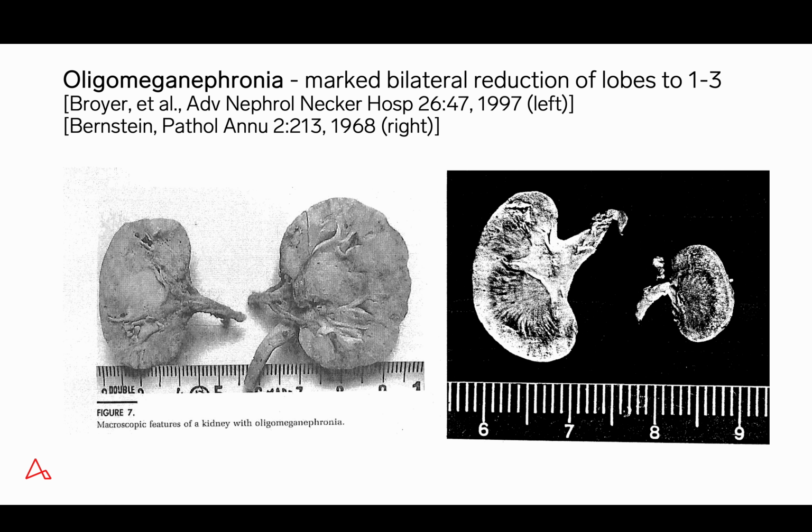Here are some gross photographs of oligomeganephronic hypoplasia showing marked reduction in renal size. Sort of difficult to count lobes, but clearly both of these kidneys probably have 3 or fewer lobes. The image on the right shows a kidney with 2 lobes and a kidney with 1 lobe. So these patients are obviously going to present with CKD and end-stage renal disease at an early age because of bilateral involvement.